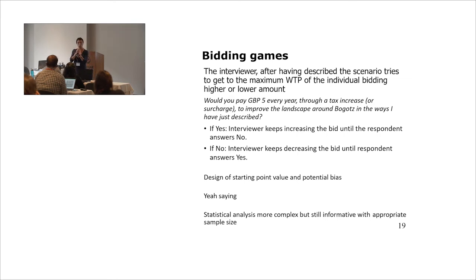Are you willing to pay £5? No. Are you willing to pay £2.5? No. Are you willing to pay £1? Yes. So I'm trying to get your top willingness to pay with this mechanism. Implication. Where should I start? Should I start from 5? 10, 11, where you start is not neutral, okay? Statistically speaking, there is a bias that you introduce by design.